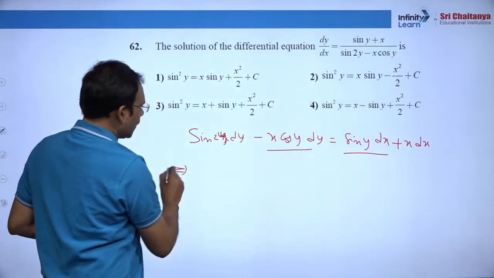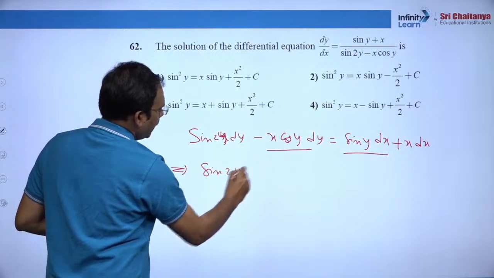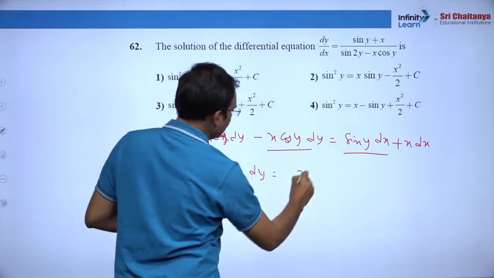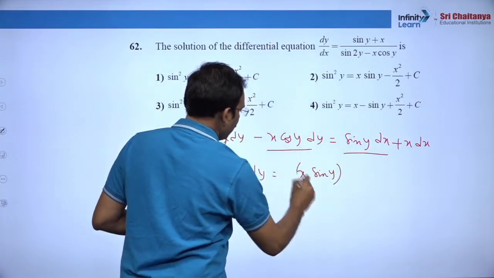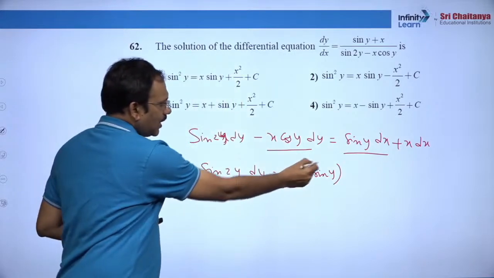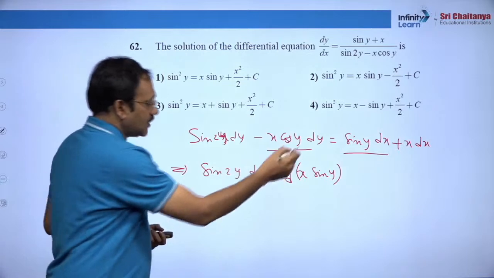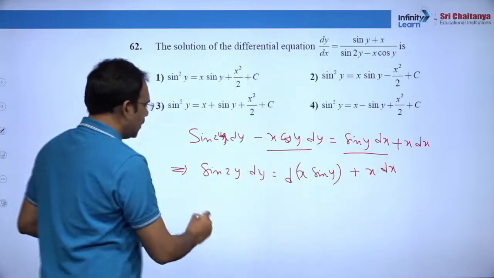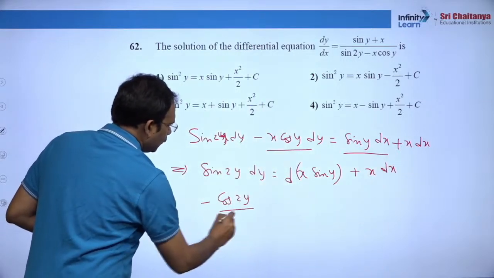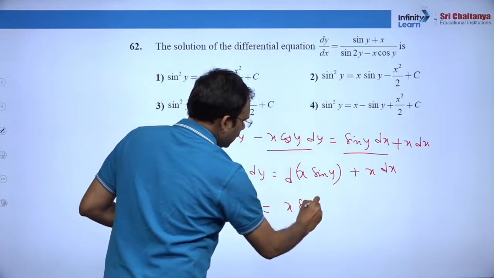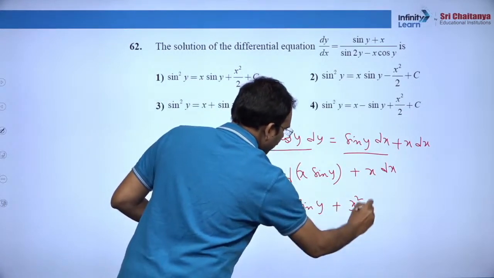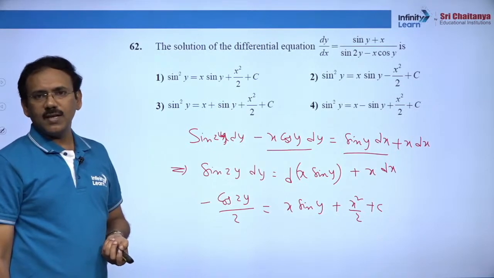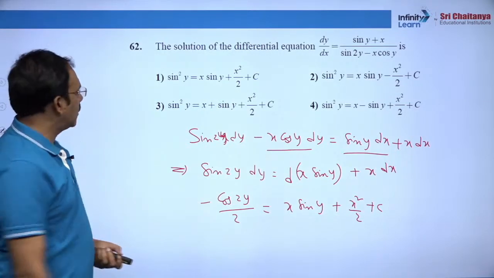So here, my dear friends, what I am going to do is sin 2y dy = x cos y dy + sin y dx, and x cos y dy + sin y dx will become the derivative of x sin y, plus x dx. Now you just integrate. Minus cos 2y by 2 = x sin y + x square by 2 + c. Now you can simplify, write in terms of sin square y. Cos 2y means 1 - 2 sin square y, you can substitute, so that you will get the first option, my dear friends.